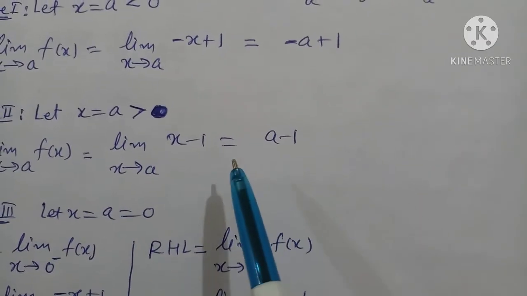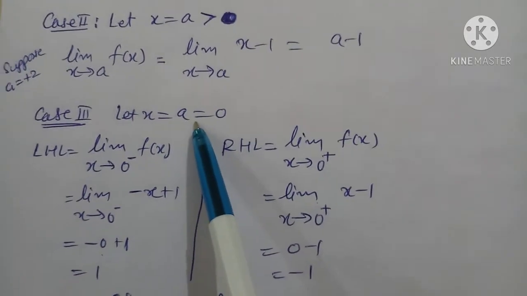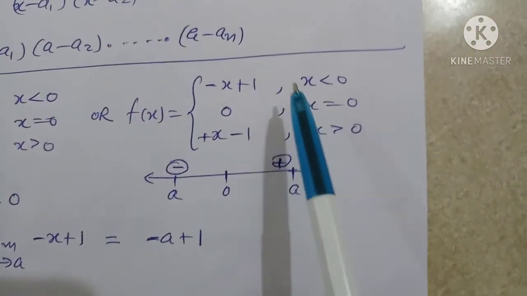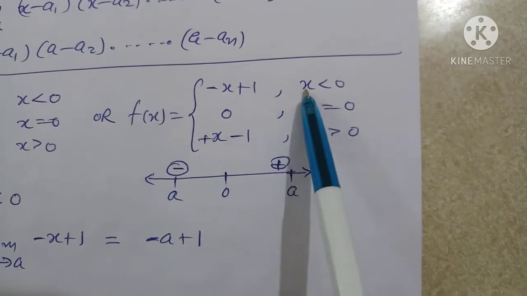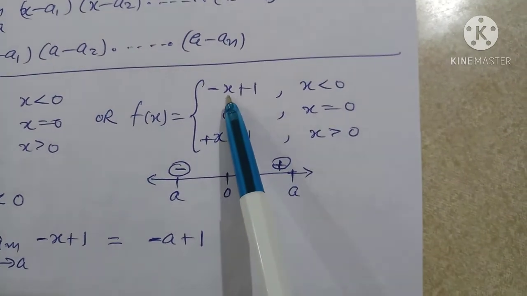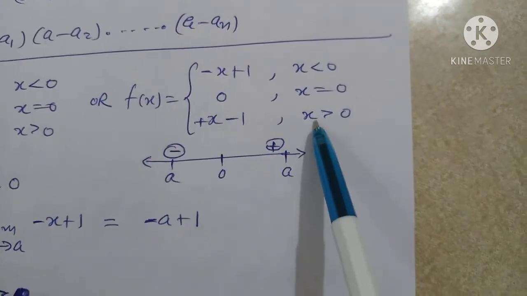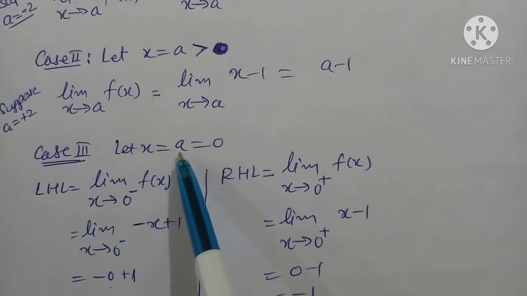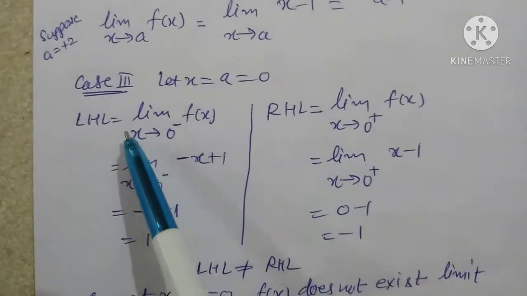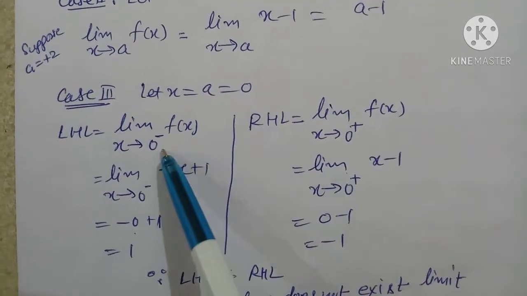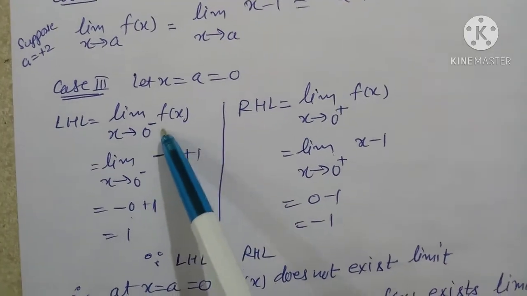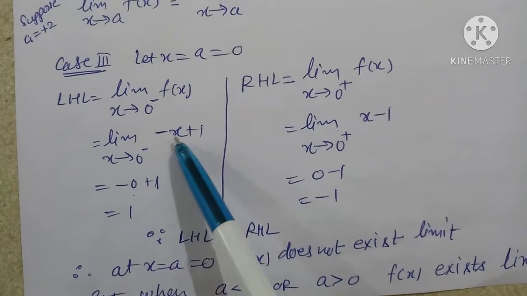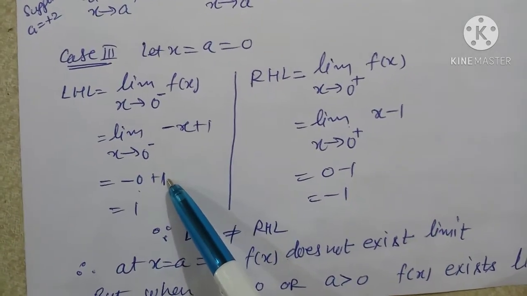Now we will check at x equal to a when a is 0. अगर a 0 है, so उस केस में we have to check LHL and RHL, because function is defined in different intervals. When less than 0, function is minus x plus 1. When x is greater than 0, function is x minus 1. So when x is equal to a and a is 0, find LHL, it means limit x tending to 0 minus of f(x). 0 minus means less than 0. Less than 0 function is minus x plus 1. Now in place of x write 0, so we will get only 1.